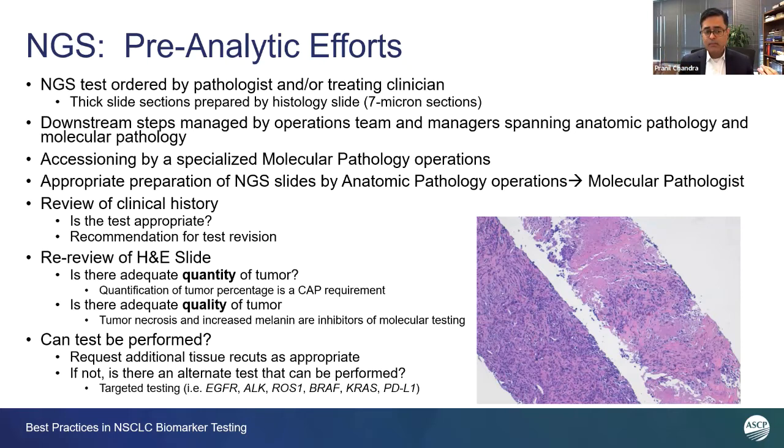The other question that comes up is, can the test be performed? And sometimes you have very limited tissue, and you may need to QNS the case, and that means rendering a report that says quantity insufficient, or you may need to cut more sections and get more tissue into your system, or you may need to fall back on single analyte tests because you don't have enough for comprehensive molecular profiling, but you do have enough tissue for single gene tests.